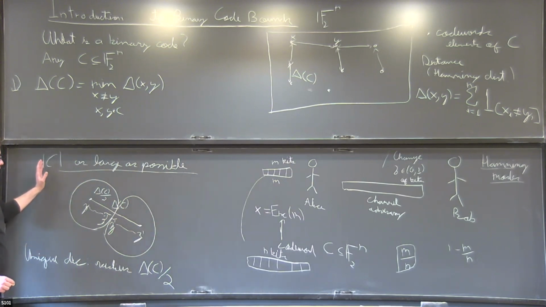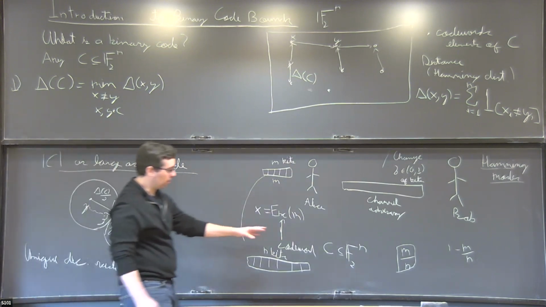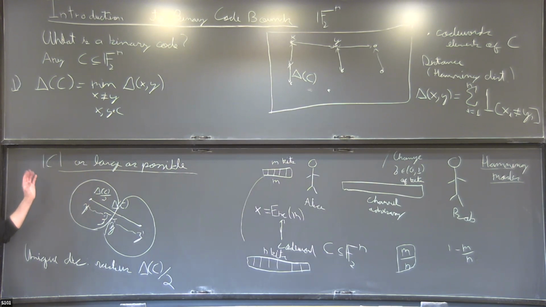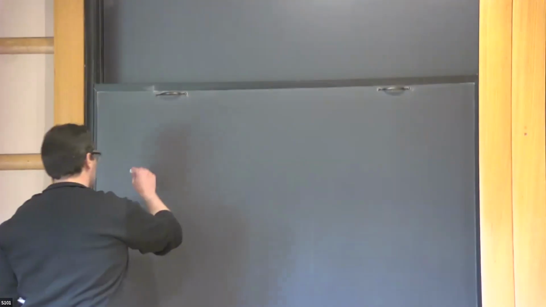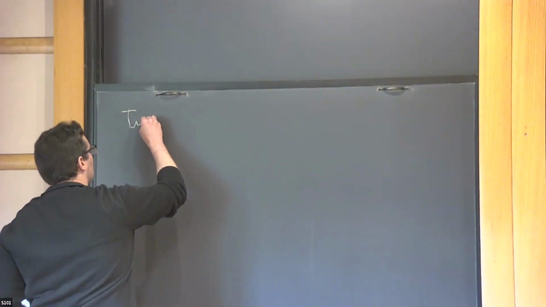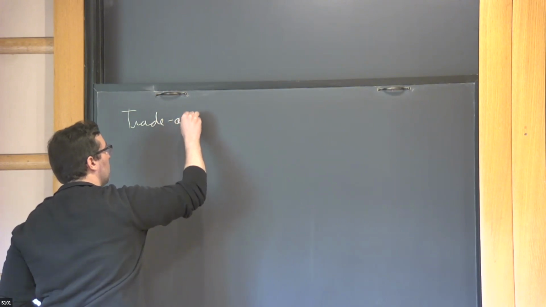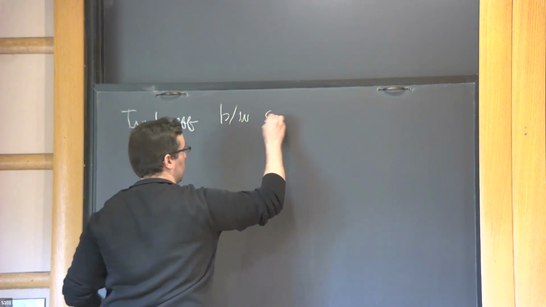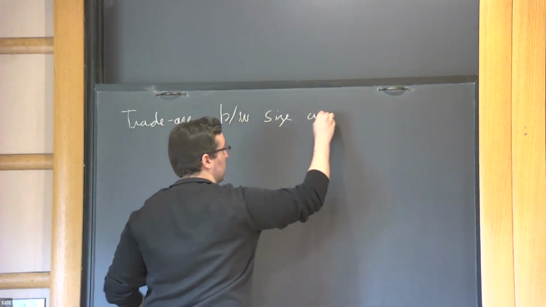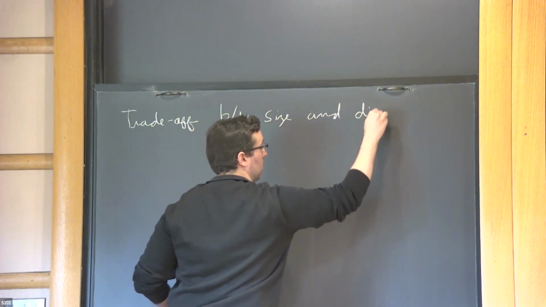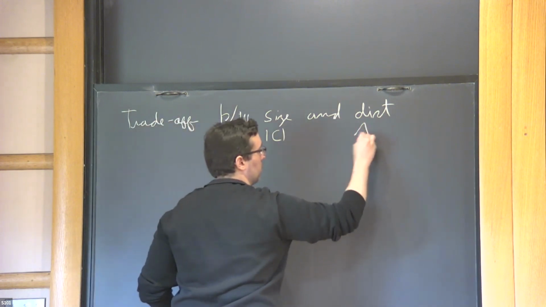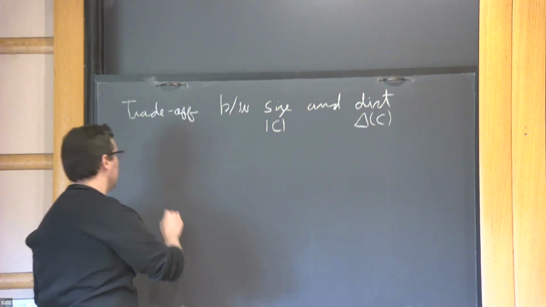And you might imagine that if you want to make the rate as large as possible, or equivalently, make the size as large as possible, there might be a trade-off between the two parameters. It's easier to see in a picture, so we have a trade-off between size and distance. Size here, and the distance of the code.